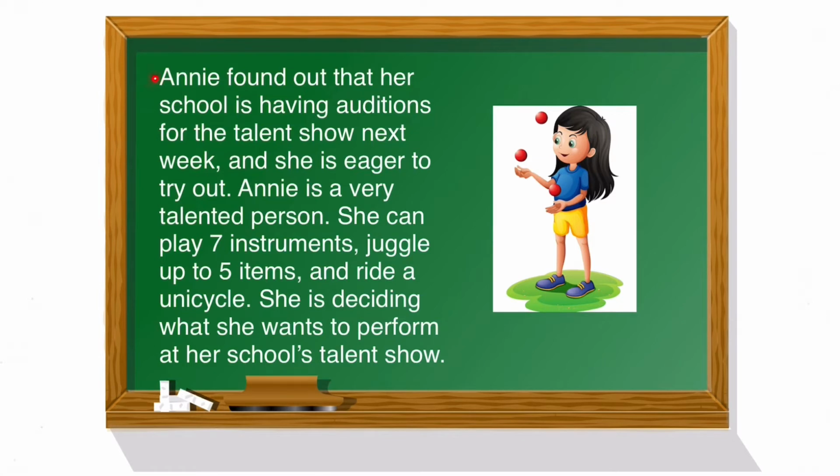Annie found out that her school is having auditions for the talent show next week, and she is eager to try out. Annie is a very talented person. She can play 7 instruments, juggle up to 5 items, and ride a unicycle. She is deciding what she wants to perform at her school's talent show.